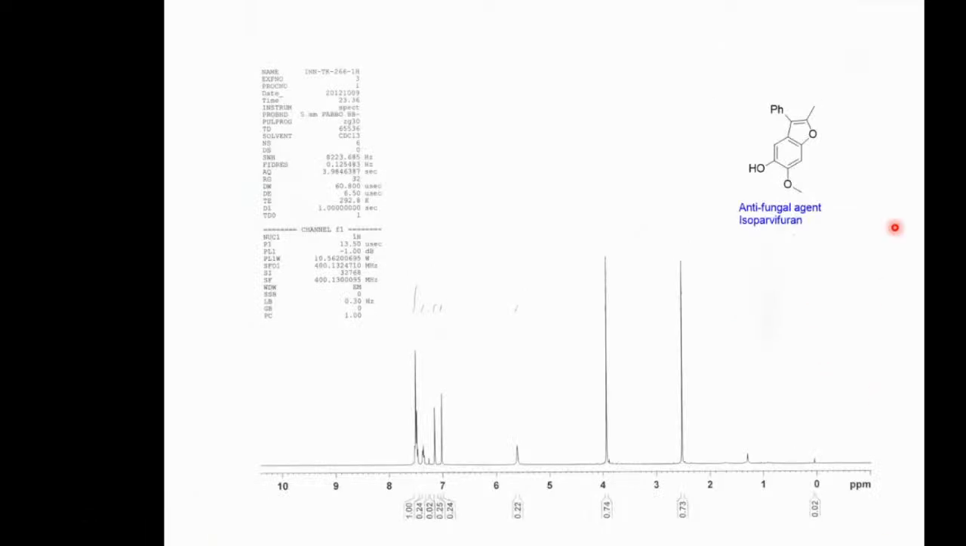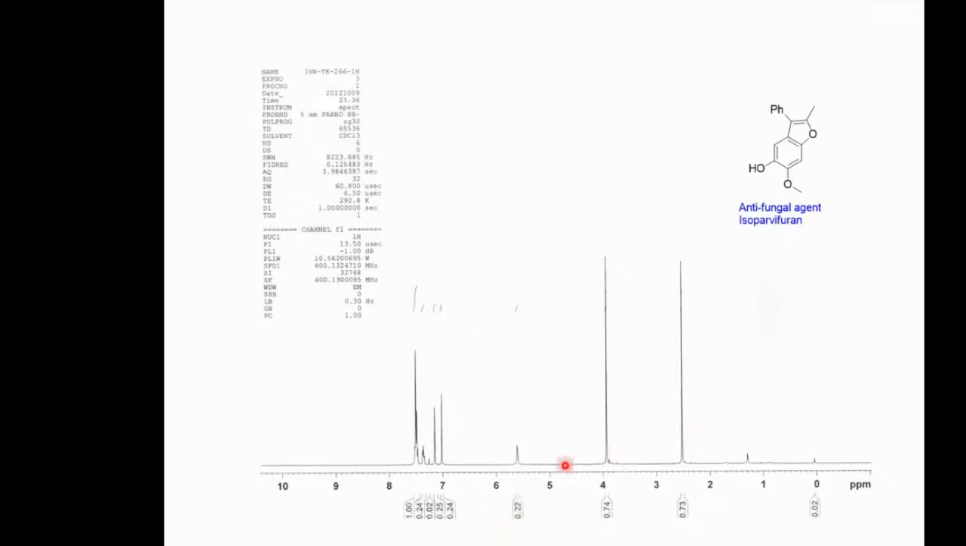Another one or two more examples. This is another interesting natural product, again synthesized in our laboratory. It's an antifungal agent called isoparvifuran, and the proton NMR is shown here. So we have two kinds of methyl groups here, and you can see the effect of the atom attached to the protons, or the electronegativity of the oxygen. This methyl appears at about 2.5, whereas this methoxy methyl appears at 3.9. So there is a large difference in chemical shift.